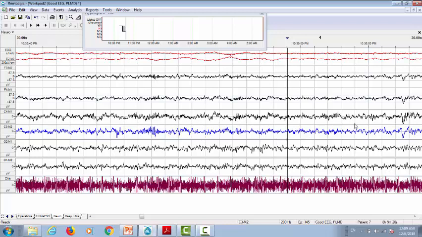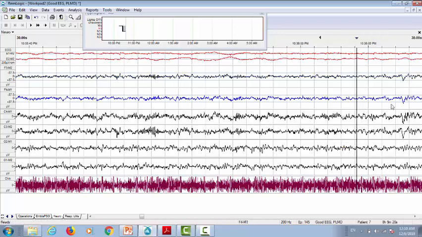However, at the end portion, we have a K-complex. A K-complex is defined when it starts with a negative component and ends with a positive component. The duration of the K-complex is measured from the zero line preceding the onset of the event to the zero line following the positive component. And this has to be more than 0.5 seconds.